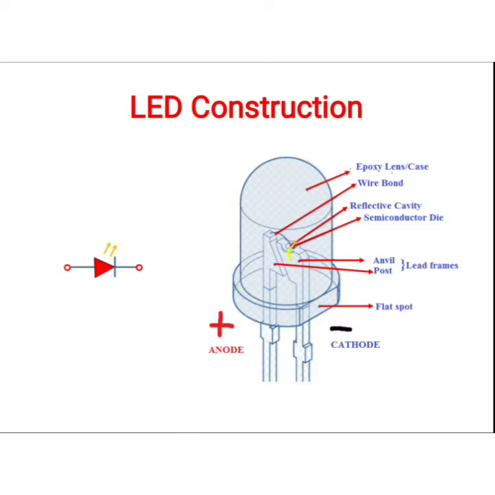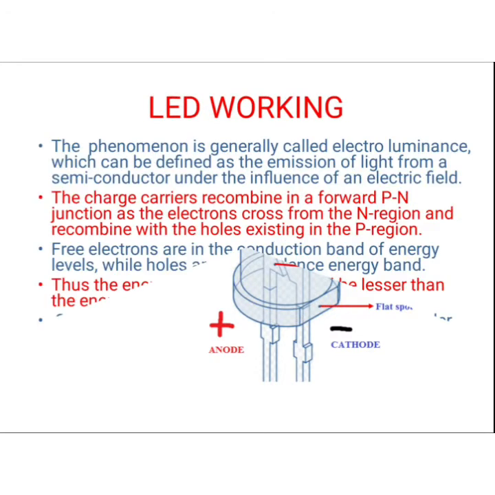On the top we can see the semiconductor die, that is the PN junction. We can also observe the reflective cavity present here, and the wire bond is connected here. The final part, the case, is the epoxy lens or case, which acts like a covering for the LED. So this is the construction.